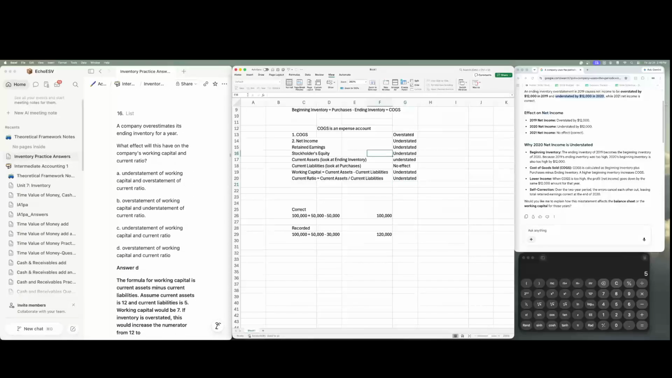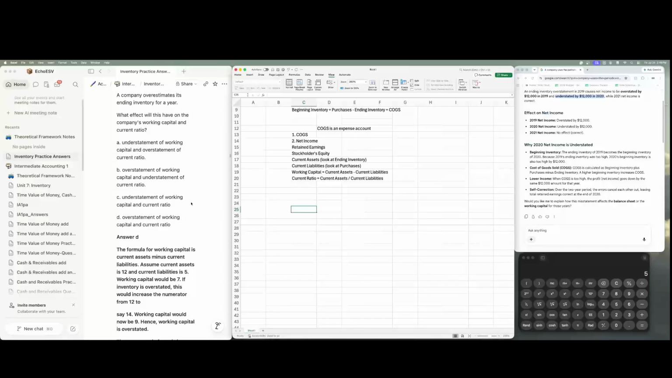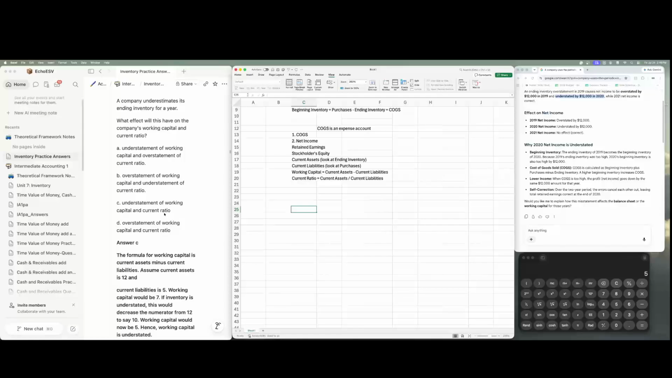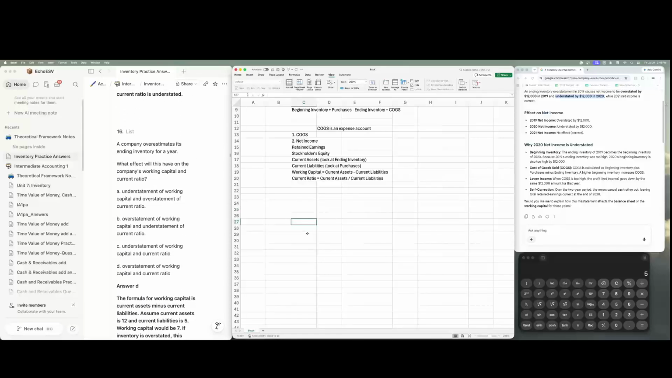Oof, this is not super easy. I mean, it's not that hard. The company overestimates its ending inventory. Wait, did we just do this? Oh, they underestimated before. Now they overestimated.